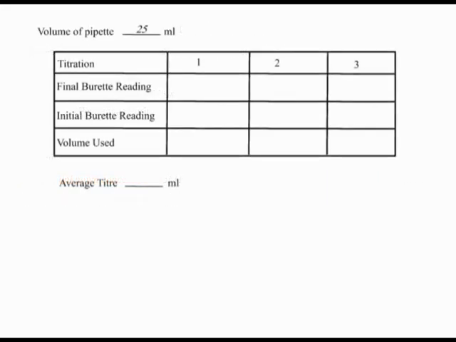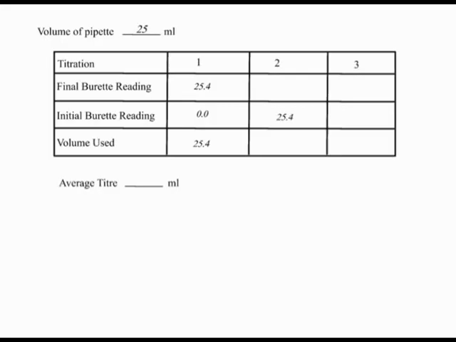We go back to our table. Volume of the pipette, the one we put in the conical flask, was 25 milliliters. That is the volume of the acid. In the first experiment, we filled the burette so that the initial reading was 0.0. The final volume was 25.4 milliliters, and therefore the volume used is 25.4 minus 0, which is equal to 25.4 milliliters. This final reading will be the initial reading for the next experiment.